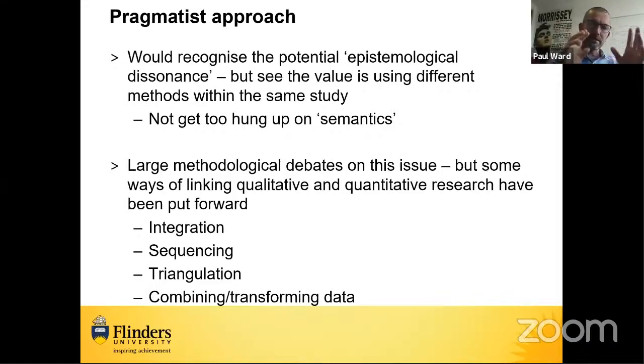And I'm going to go through a set of processes that people talk about in terms of how this might work. They're about integration, how we integrate different methods, or the sequencing of different methods, how you might do one and then another in a sequence. Around the use of a term called triangulation, where you might use different methods to shed different kinds of light on the same research question, and then how we might be able to combine and transform data. And I'll go through each of those in step. But in doing this, you have to put the epistemological, the philosophical problem, to one side.